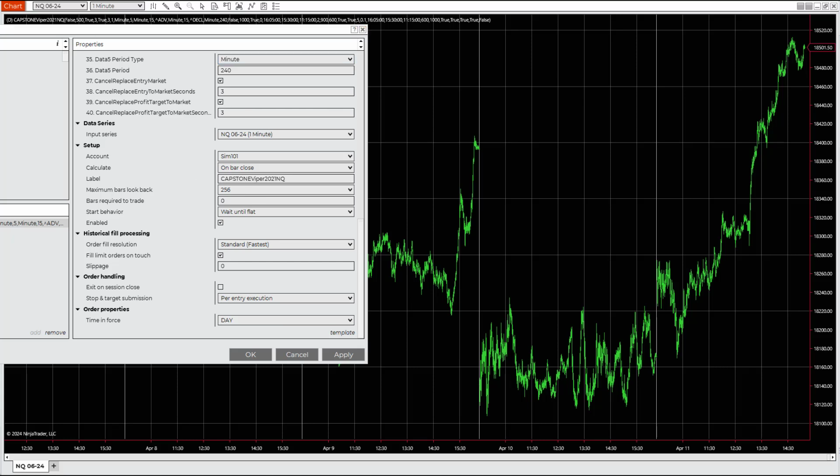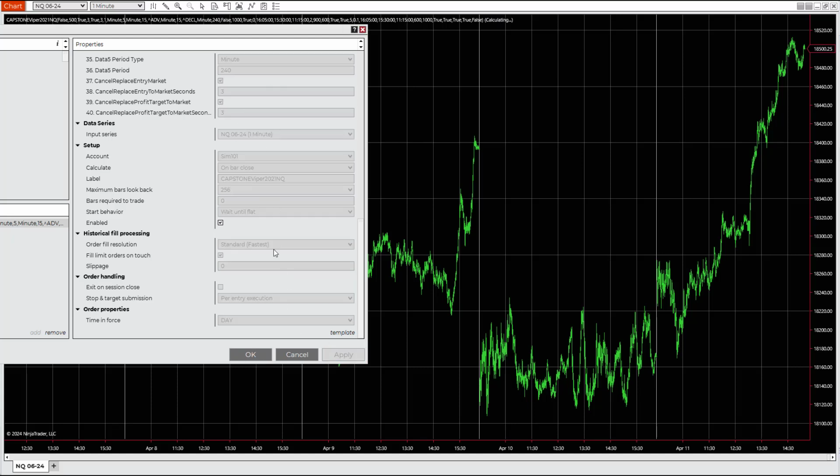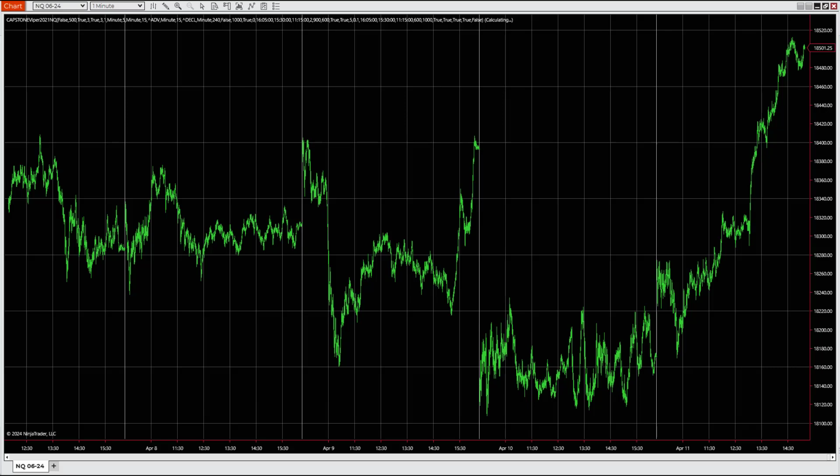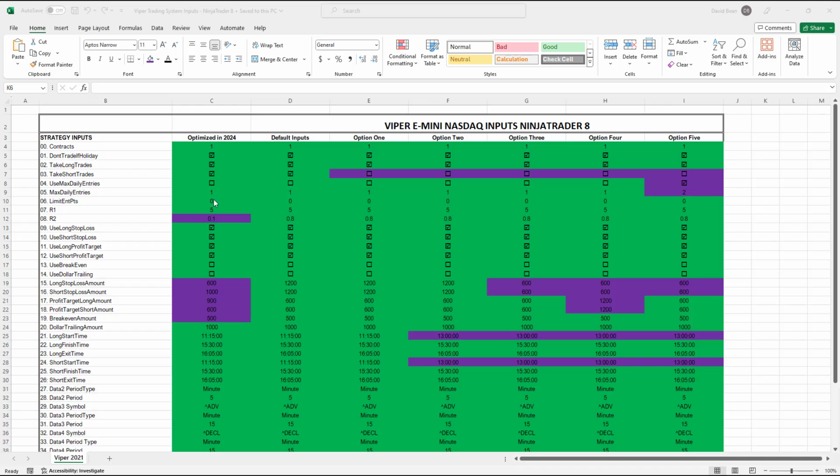And so I'm going to hit apply now. And you can see how this is kind of grayed out, a little bit harder to see. But the signals will show up again on the charts. I'm going to select OK. And I'm going to go over the Viper spreadsheet.